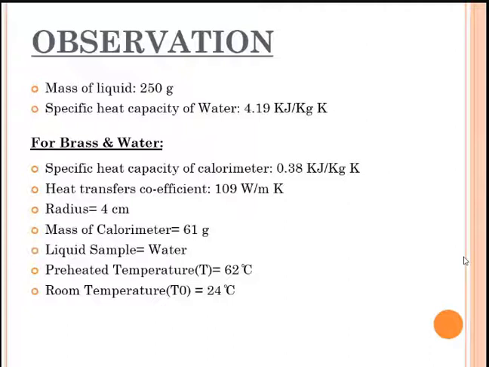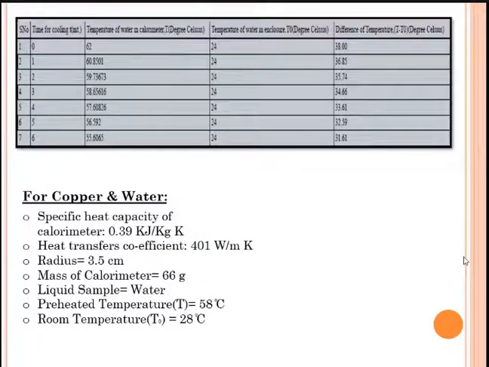There are four metals which we take into consideration: brass, copper, aluminium and silver. We take the mass of liquid as constant, that is 250 grams, and we calculate the temperature of water in the calorimeter and the temperature of water in the enclosure, and then find the difference with respect to time in every case. These are some specifications we take into consideration for brass and water. We take radius 4 centimeters, mass of calorimeter 61 grams, preheated temperature 62 degrees Celsius, and the room temperature is 24 degrees Celsius. We collected the same data in every case.